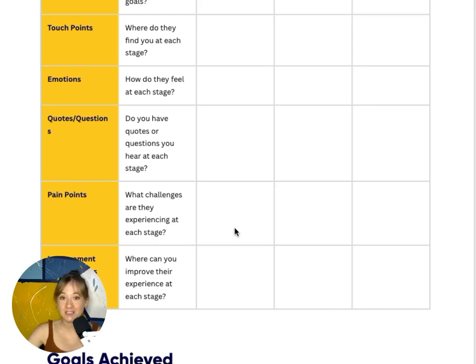All right, so that's the customer journey. You want to fill this out. Now, you don't have to refill this out every quarter. You could just duplicate this so you have that available to you when you're ready for the next quarter.